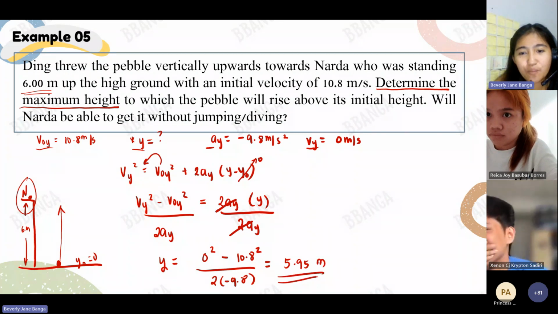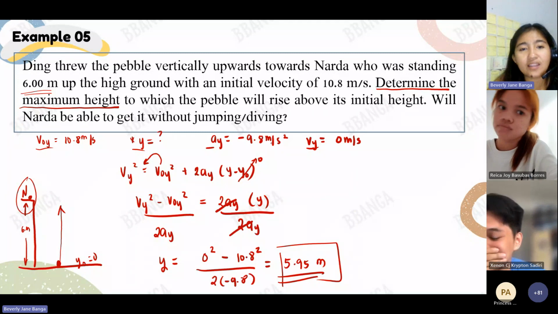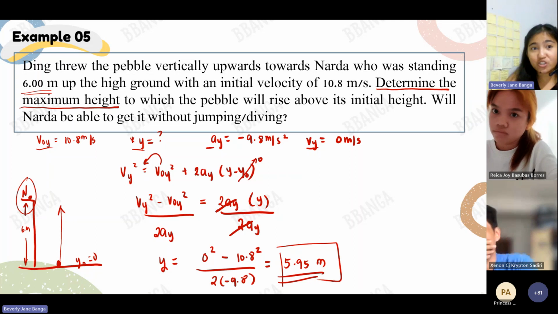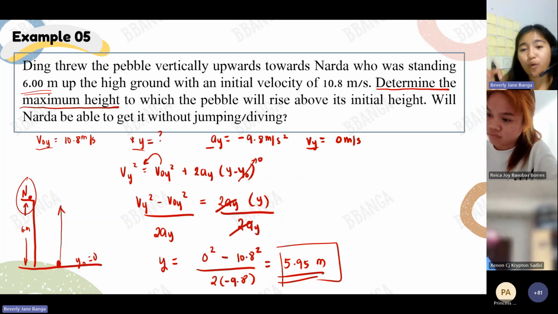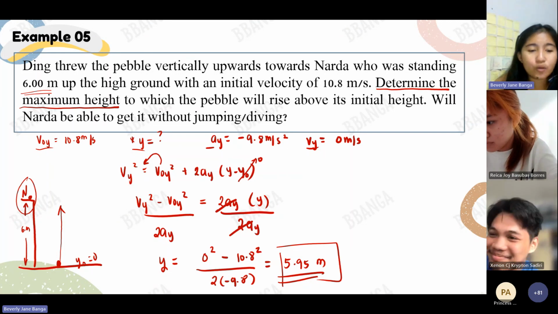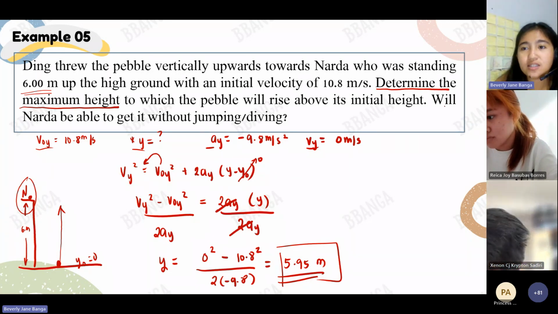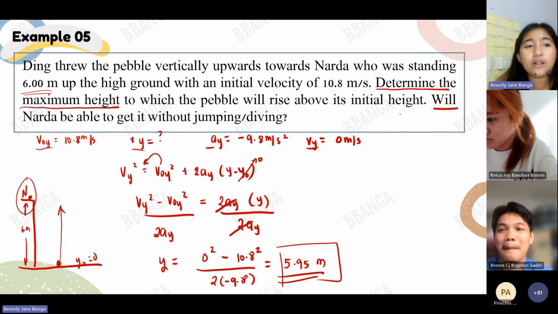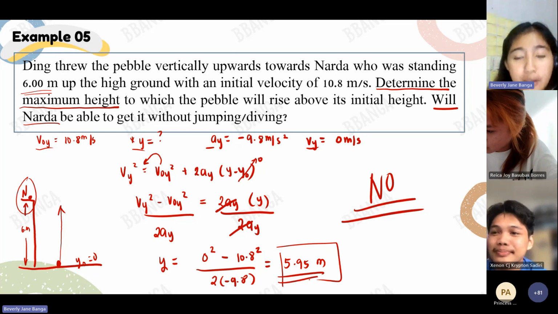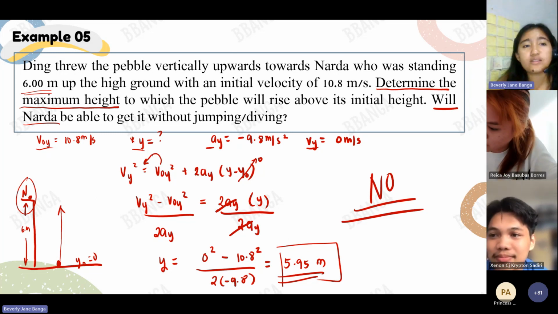5.95 meters. So, yung maximum height lang, class, ay 5.95 meters. Abot ba ni Narda? Hindi. Kailangan niya mag-reach down, di ba? Kasi medyo malaki pa rin yung 0.5 meters. So, kulang yung pagkakatapon ni Ding ng bato. Okay? So, yung dito na gagamitin class yung 6 meters. Kasi sabi dito, may follow-up question tayo, will Narda be able to get it without jumping or diving? So, our answer is no, kasi mas mababa yung 5.95 doon sa 6 meter na posisyon ni Narda.